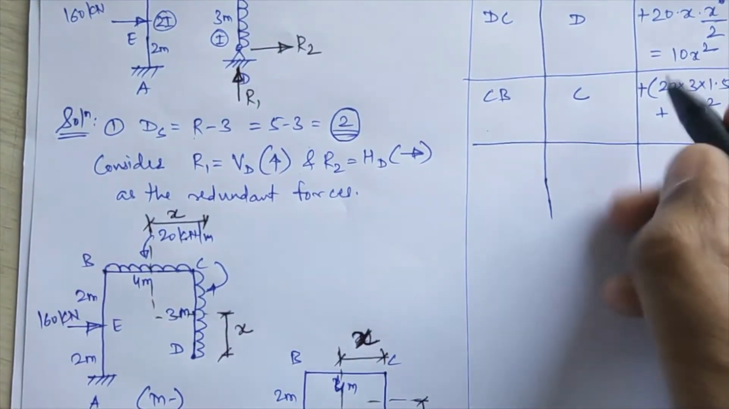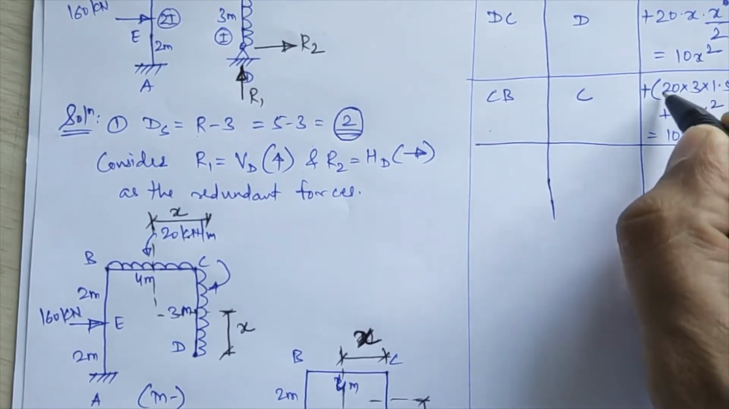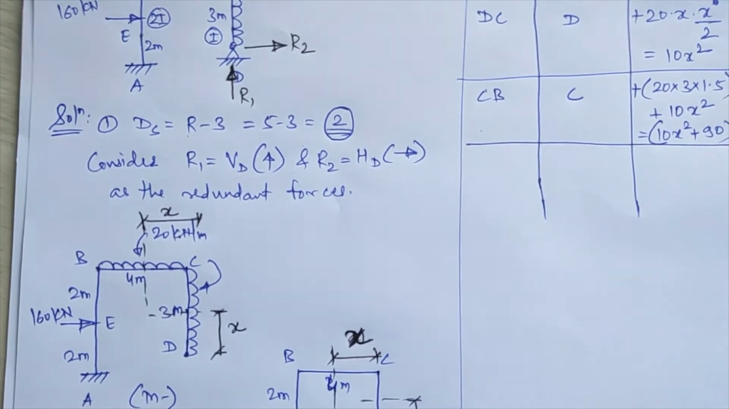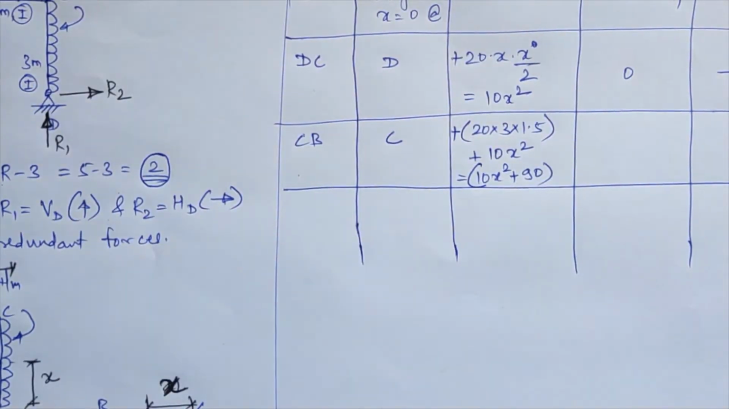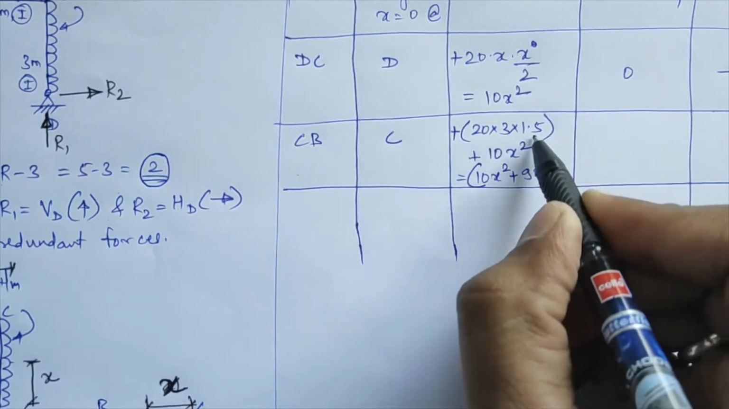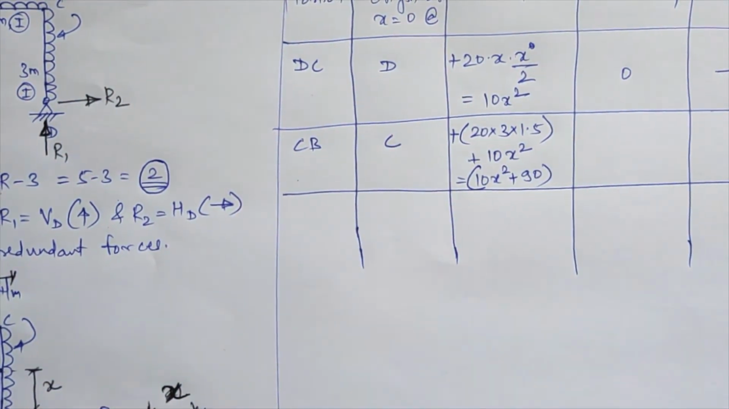So if we simplify this, I'll get this value as 10x square plus 20 into 3, 60, 60 into 1.5, that I get as 90. So I am getting 10x square plus 90. See, this 90 is the moment of the vertical UDL on your span CD, and 10x square is the moment of your horizontal UDL on span BC.